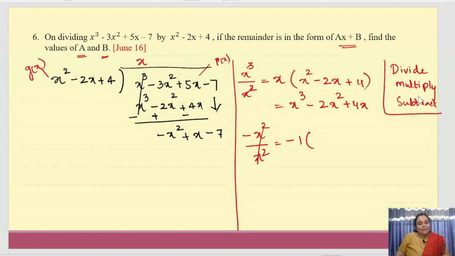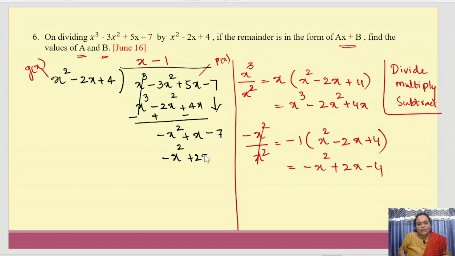The next you will multiply minus 1 with g of x, which is x squared minus 2x plus 4. This minus 1 will be the next term of quotient. Okay, so when you multiply, you will get minus x squared plus 2x minus 4. So you will write it here. Minus x squared plus 2x minus 4. The next step is subtract. So you will subtract it.